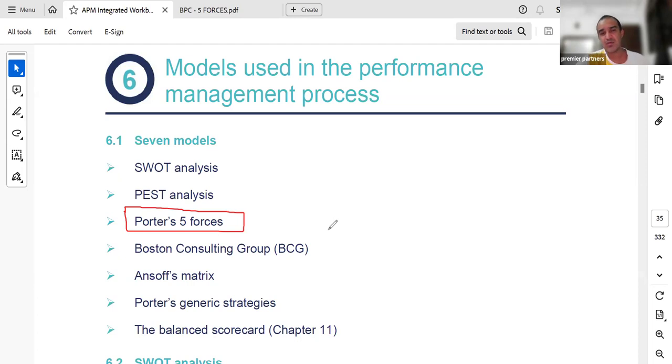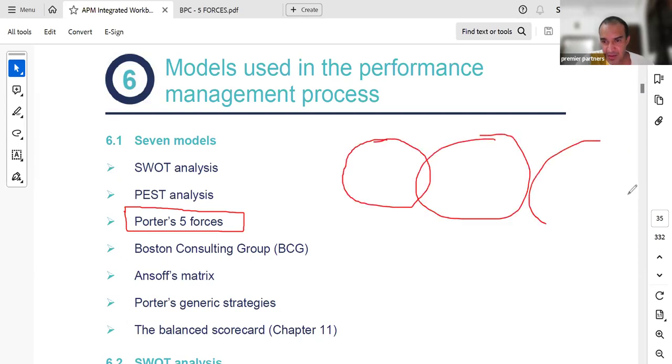Okay, what is five forces? When do we use five forces? Something called industries, to understand the competitive nature of the company, the nature of the industry. Yeah, okay. There's something called industries.